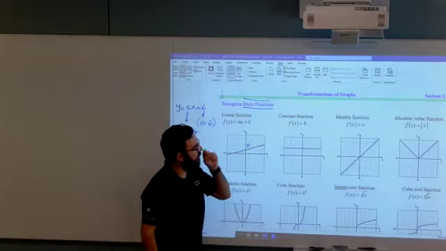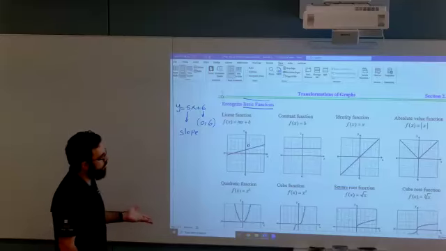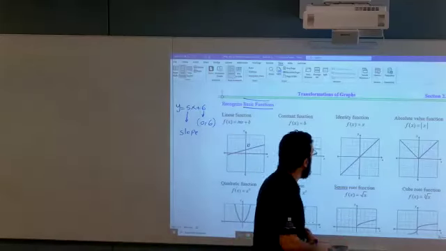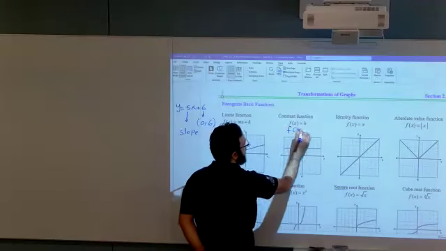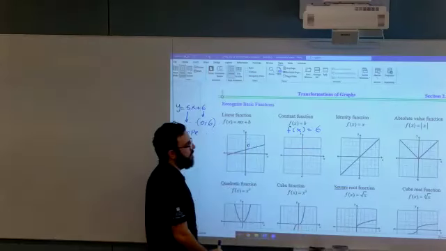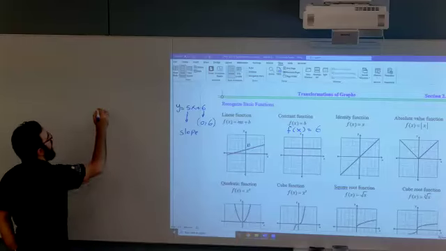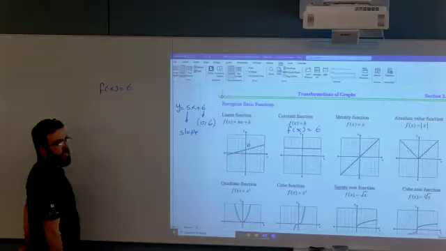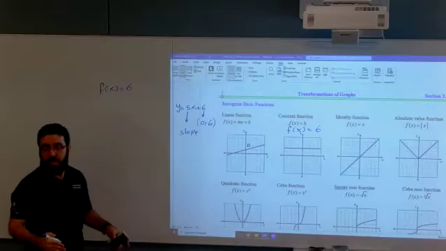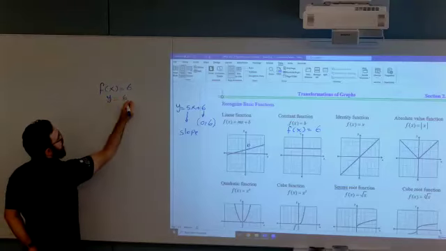The second function is what? It's called the constant function: f of x equals b. Let's write down an example of how it looks. Just pick any number, like f of x equals 6. What does that mean? What's the meaning of f of x? The function of x is 6, which means the y. f of x is y. That means y equals 6.